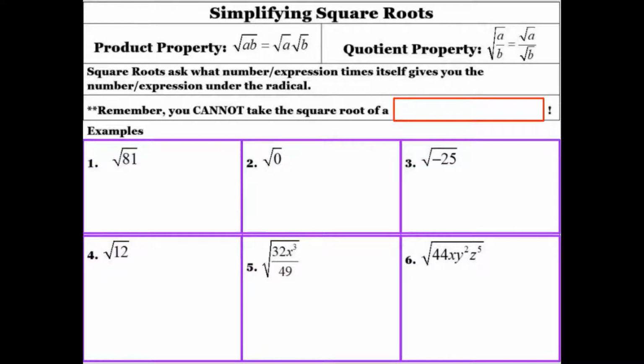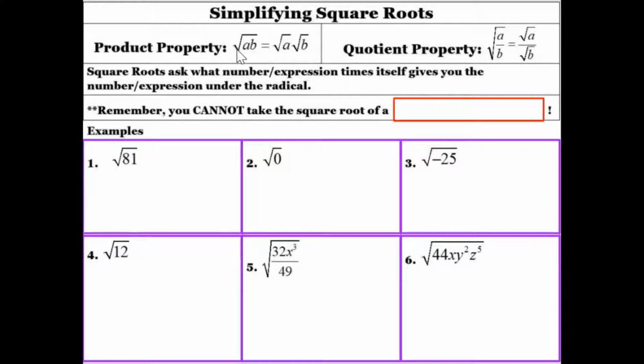In today's lesson, we're going to learn how to simplify square roots. First, two properties. The first is the product property. That tells us that the square root of AB, the square root of A times B, is equal to the square root of A times the square root of B.